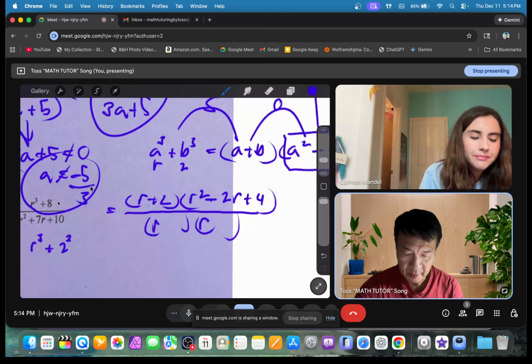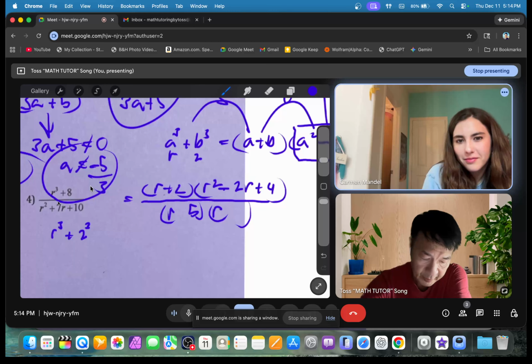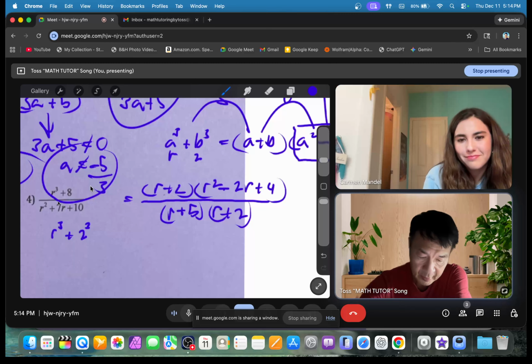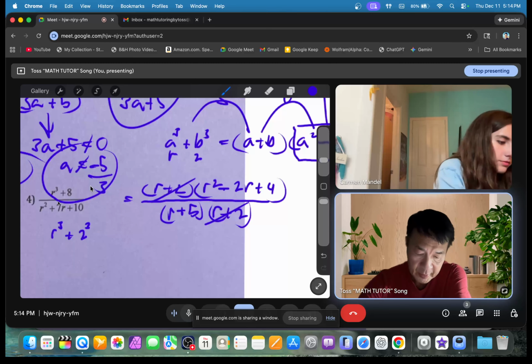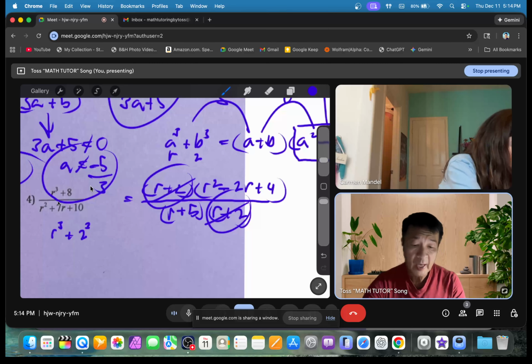So anyway, what about the denominator? Oh yeah, let's go for it. r plus 5 and then r plus 2. Okay, good job. And the signs? Plus and plus. Yes. And therefore we cross out there. So there you go. And this is going to be the hole at -2, by the way.